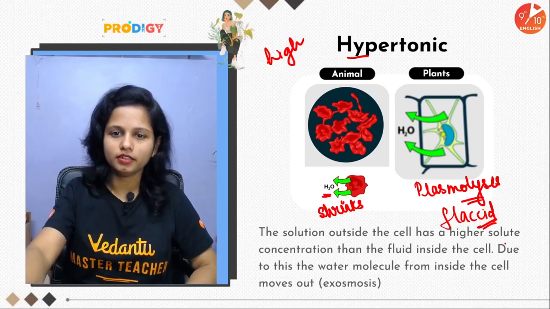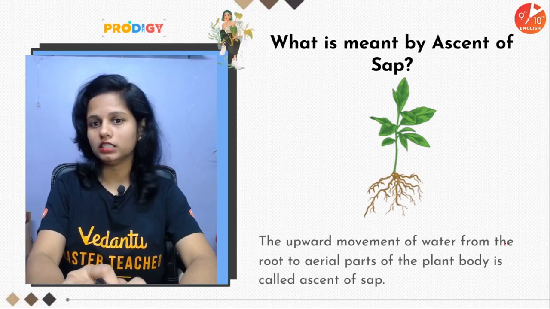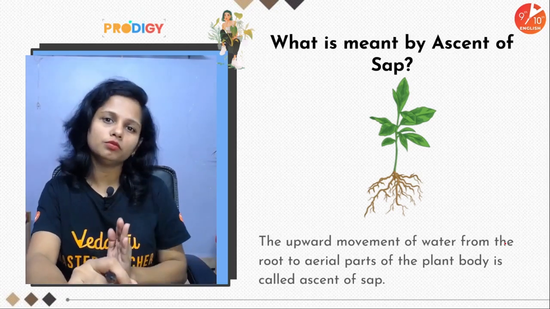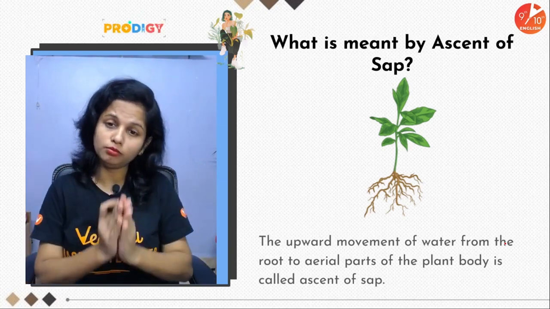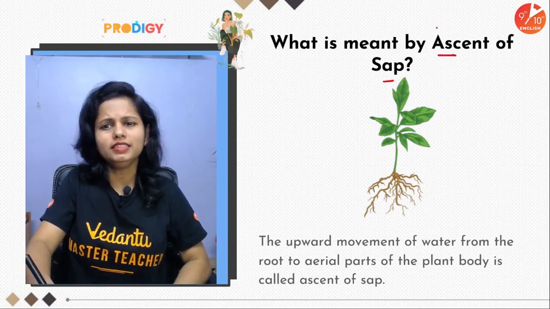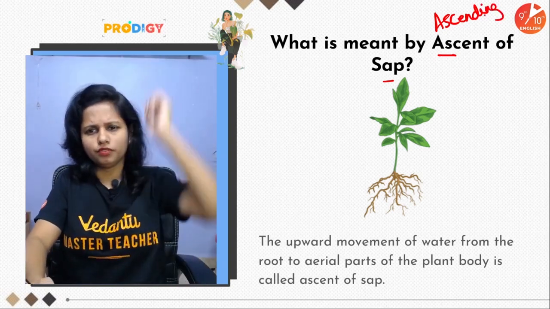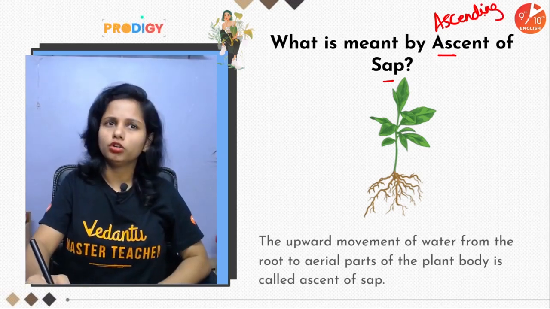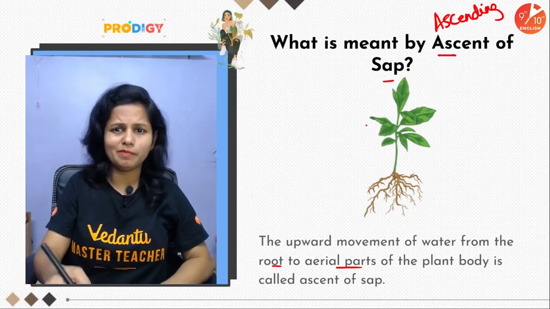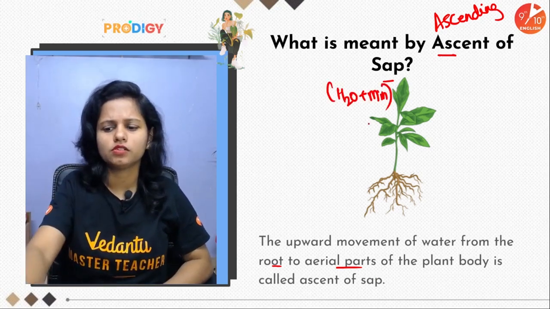Got it? So, now that we discussed how water enters into a cell, let's talk about the movement of water. If the water column moves in the upward direction, it's called ascent of sap. Ascending means moving from low to high. So when water moves from the roots to the aerial parts of the plants, it's called ascent of sap. And sap, you already know, is water plus minerals, right?